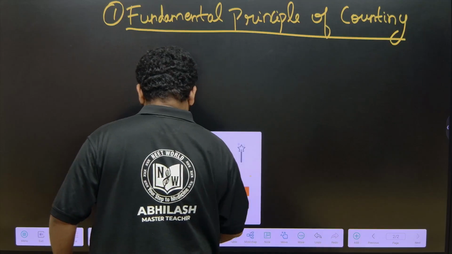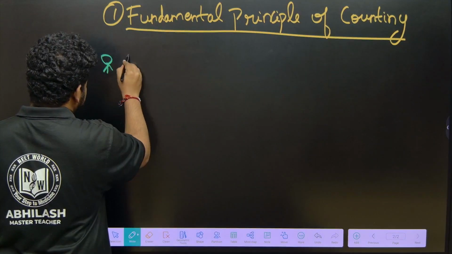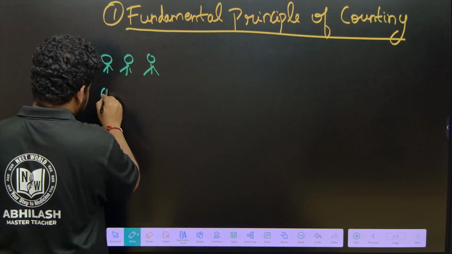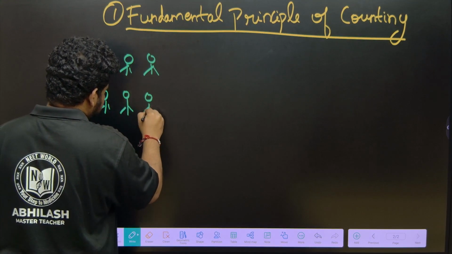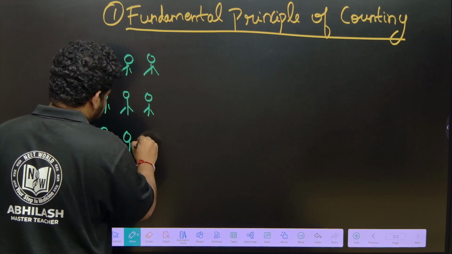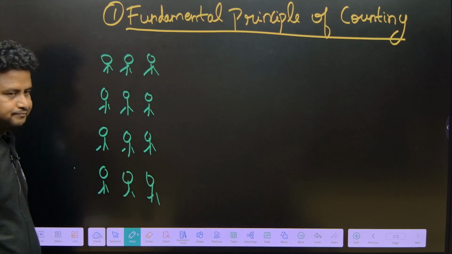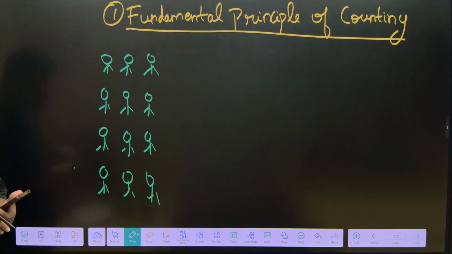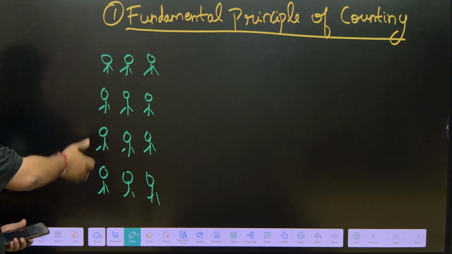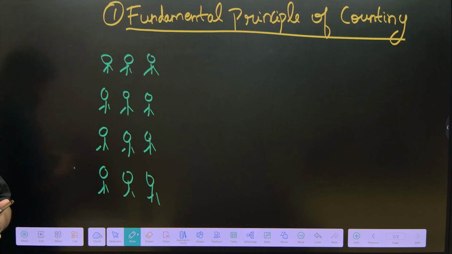Okay. Now see here. Look at this. Fundamental principle of counting. What I am asking you first thing to do is, please count the number of persons here. I want you to count. Just count. Don't use too much logic. Just count. What will you do? How did you count?